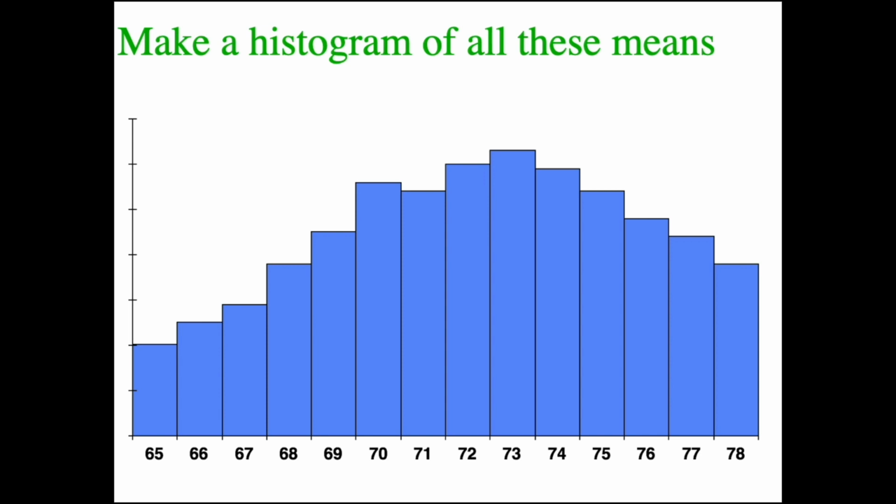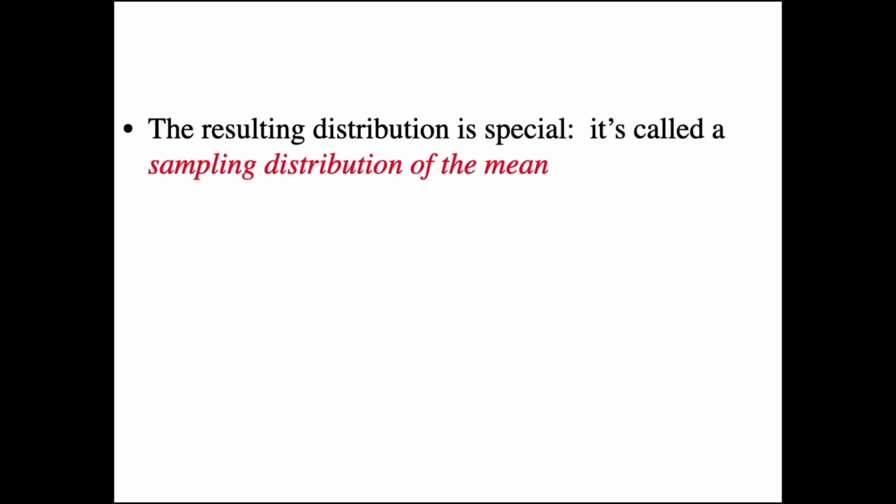But you can see that among all of these different means, the most common mean that I'm getting is 73. And in fact, the mean of this histogram is 73. So this resulting distribution that I just created is special, and it has a special name. It's called a sampling distribution of the mean. Now, sampling distributions of the mean in the textbook are also called distributions of the mean or a distribution of the mean. And so sampling distribution means just another fancy way of calling the same thing.